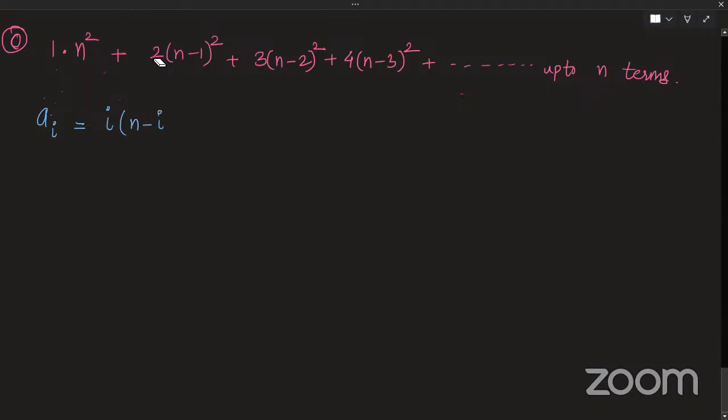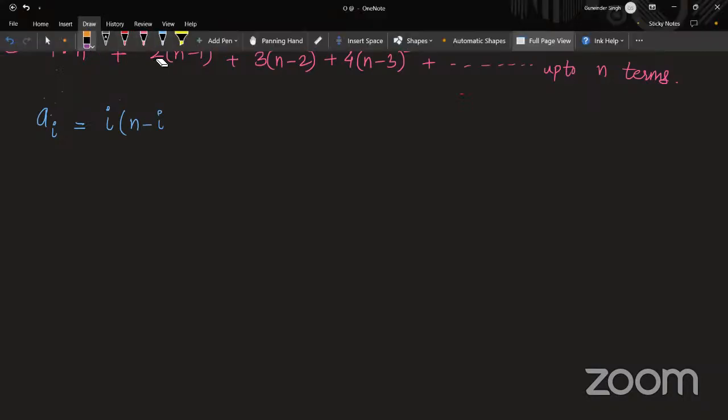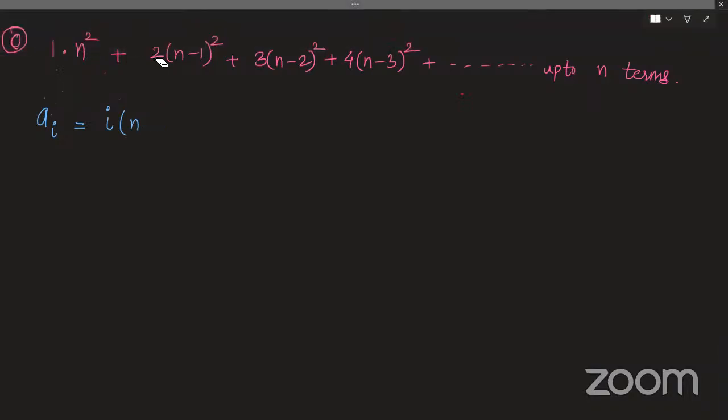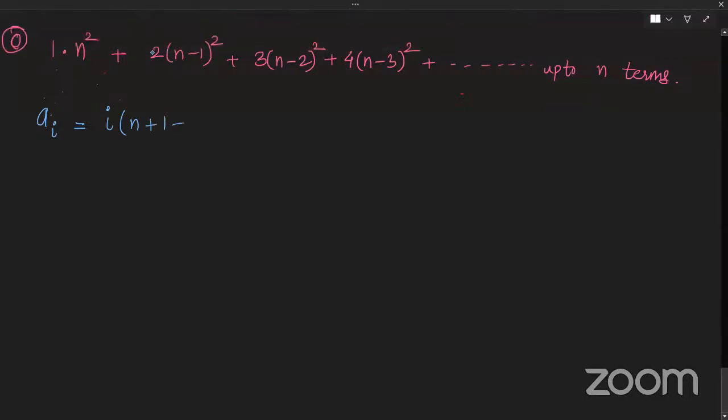Yes, correct. It is not actually n minus i. It is not n minus i minus 1. It is actually n minus i plus 1, or rather say (n plus 1 minus i) whole square. Yes, this is correct. Everyone understood?